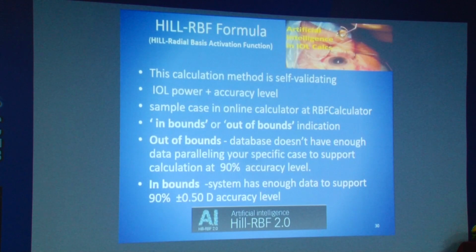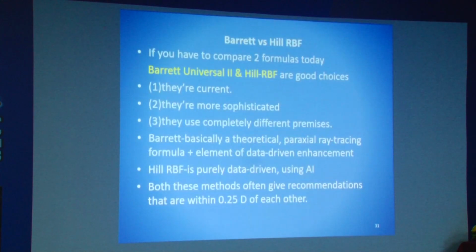The Hill RBF formula is good because it not only gives you the IOL power, it also gives you an accuracy level. It tells you whether your results are in bounds or out of bounds, depending on whether your patient's data parallels the data within the data bank, or it is not, in which case it is an out-of-bounds indication. So if we compare Barrett and Hill RBF, both are current, both are more sophisticated, although they use completely different premises. Barrett is a theoretical paraxial formula, and Hill RBF uses artificial intelligence. But both these methods give recommendations that are within 0.25 diopter of each other.